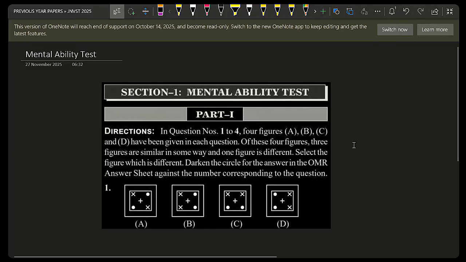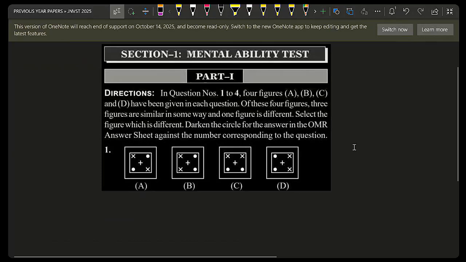So this is odd one out. So observe the figures carefully. All the figures are similar, rotated at different angles, except option A. So you can see by rotating, B, C, D are same, but option A is different. Or you can also say the difference like the dots are side by side in option B, C, D, but in option A they are diagonal to each other. So option A is the odd one out.